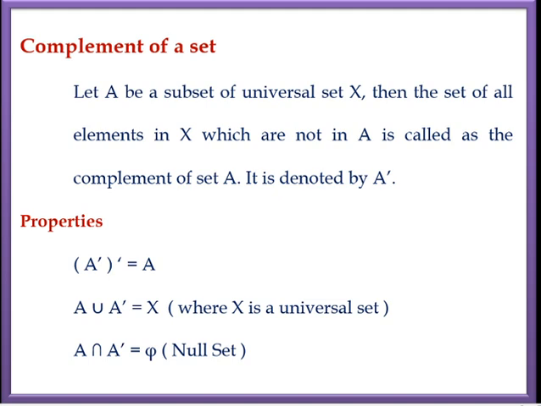What is A union A dash? It is X, where X is the universal set. What is A intersection A dash? It is nothing but the null set.